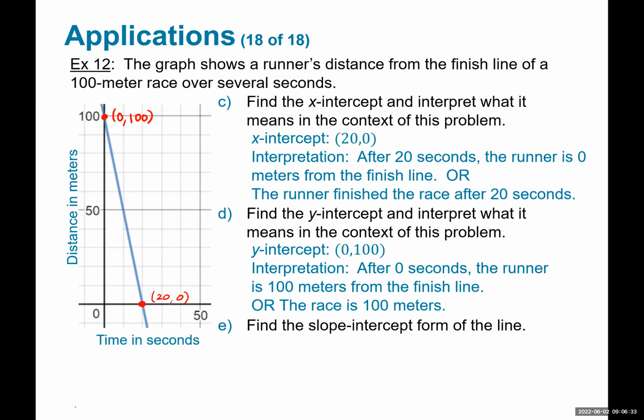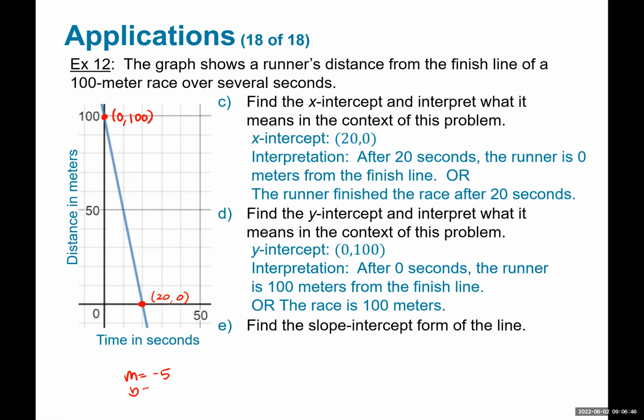Okay. Find the slope-intercept form of this line. So we know our slope is -5. We know our y-intercept is 100. So we put that together, we get y = -5x + 100. Our y-intercept, again, is just right here. Our slope, we found it to be -5.